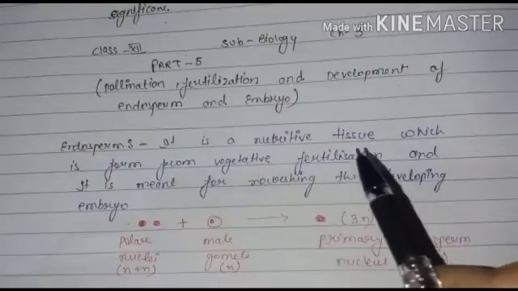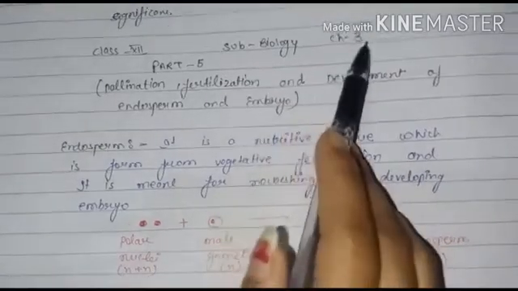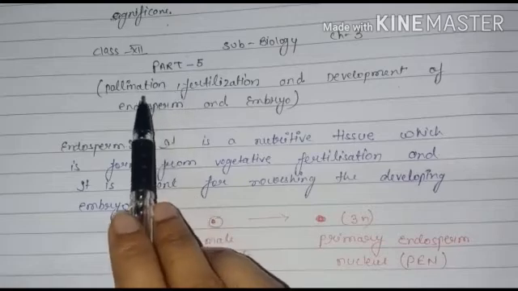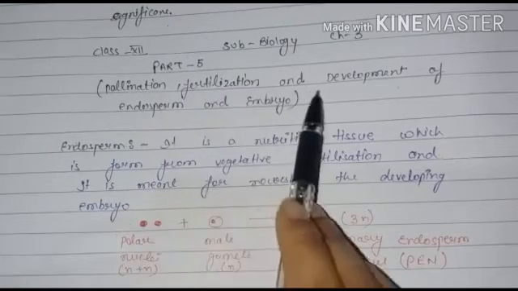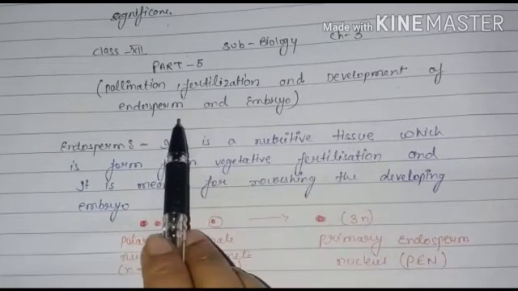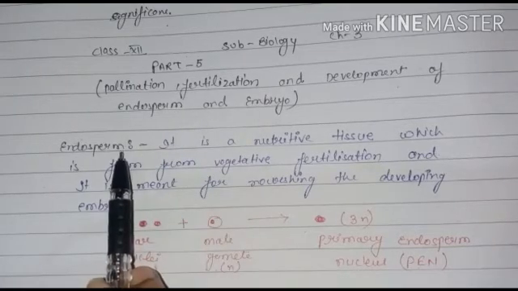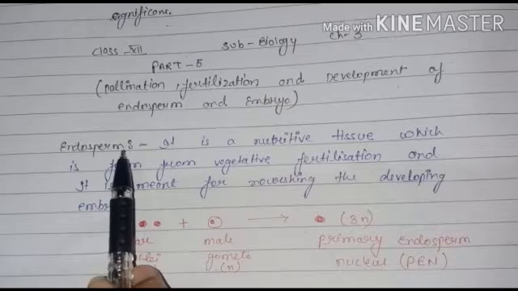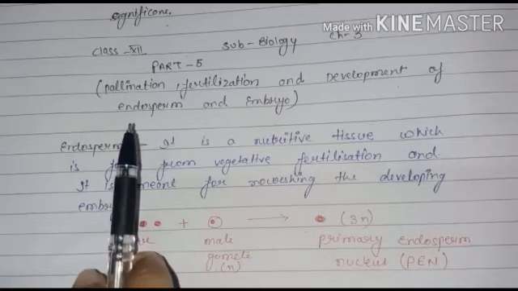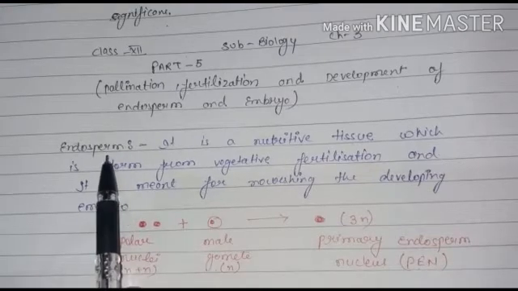Hello student, today I start the next topic of chapter 3, part 5. Chapter name is pollination, fertilization and development of endosperm and embryo. In the previous video we were discussing fertilization and double fertilization. In this video we will discuss endosperm.